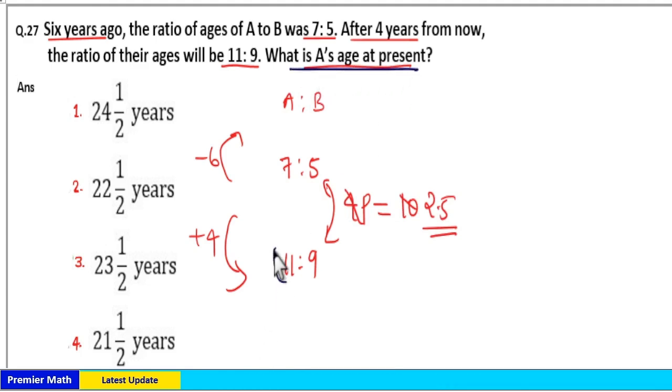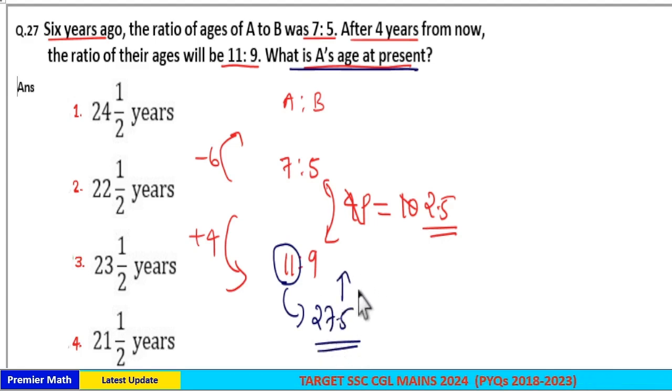Here after 4 years from now, A's age is equal to 11 into 2.5, that is 11 into 2, 22, 22 plus 5.5 is 27.5. So this is after 4 years. Then before 4 years, the age is equal to 23.5. So option 3 is your answer.